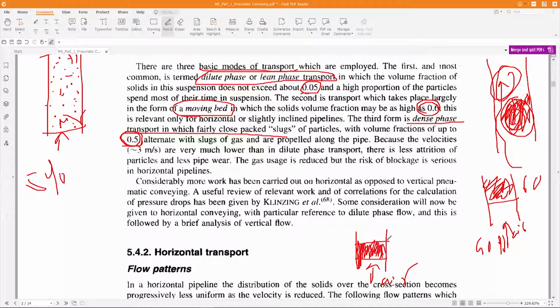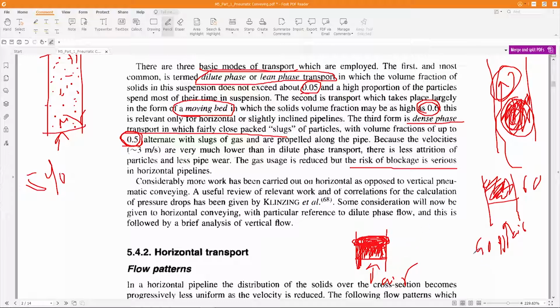All the solids stick together to form a slug. They almost block the pipe. This kind of transport is called dense phase transport. In dense phase transport, there is a high risk of blockage. If the pipe is blocked, then there will be no flow of solids and the pipe can break.